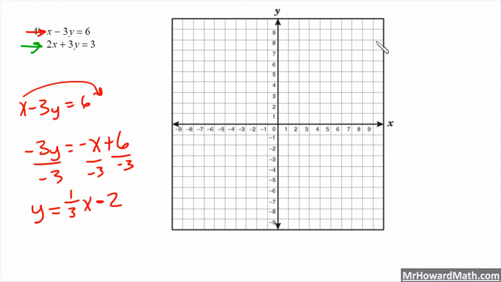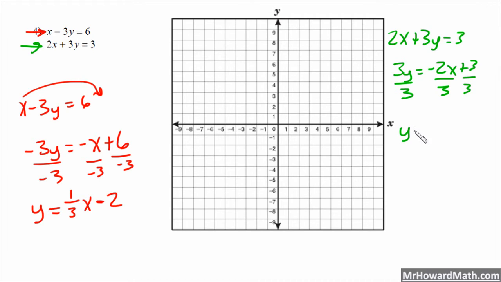We'll do this one now. We need y by itself for slope-intercept form so that we can graph the line easily. It's a good skill to always be able to get y by itself. So move the 2x over, it becomes negative, so 3y equals -2x plus 3. So divide by 3 to get y by itself. So we have y equals -2/3 x plus 1.